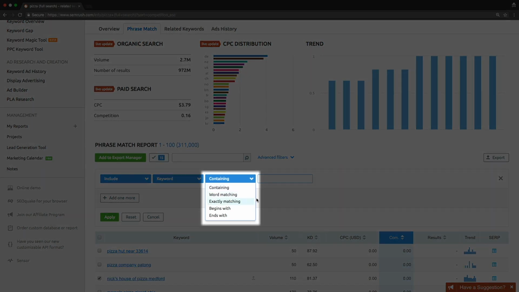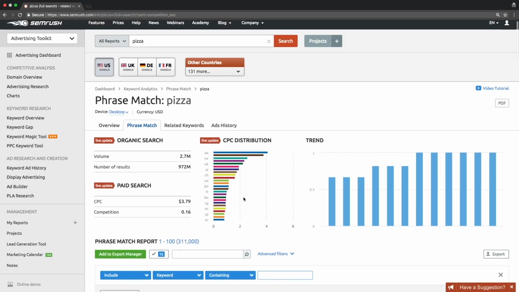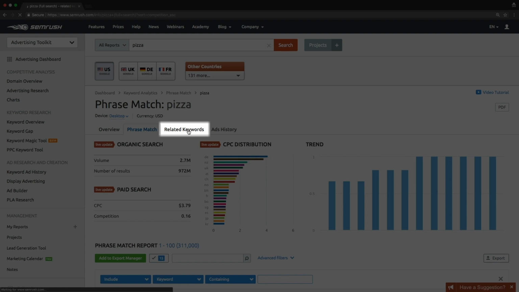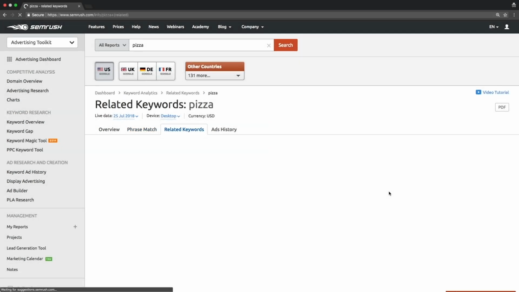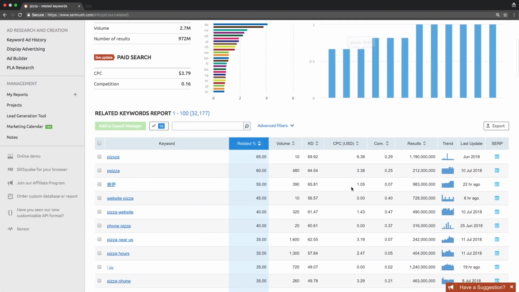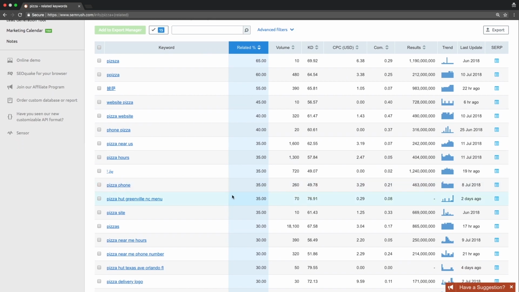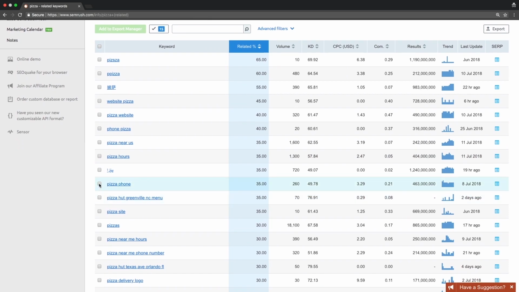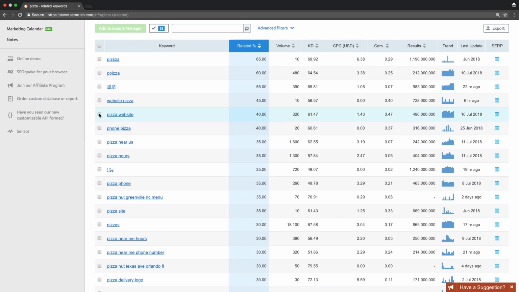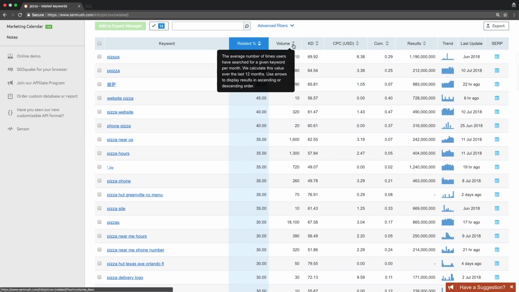Then check out the Related Keywords report, which will help you further enrich the semantic core of your campaign. The report will provide you with semantically related keywords. It becomes crucial due to the fact that search engines urge website owners to broaden their keyword profiles. Find relevant keywords with the highest volume possible and the lowest CPC or competitive density.